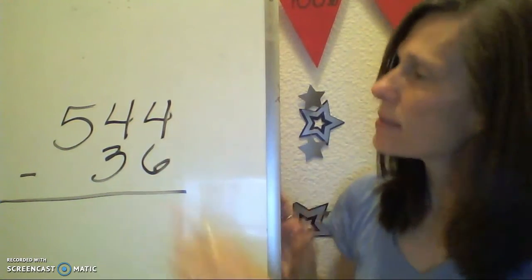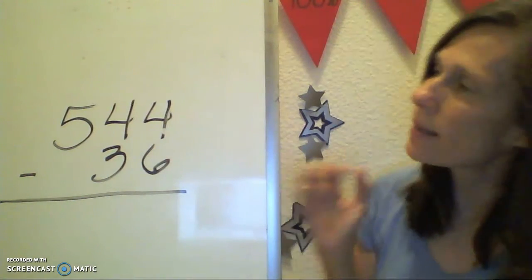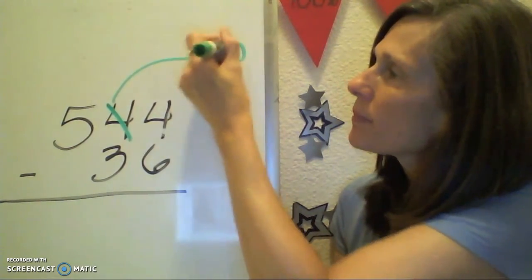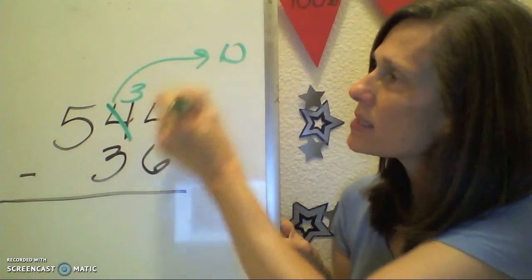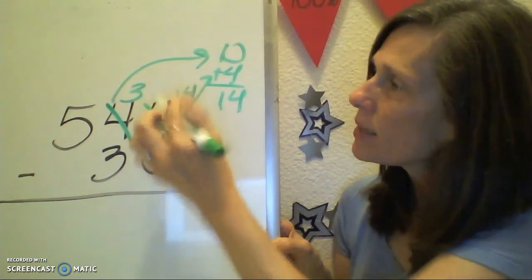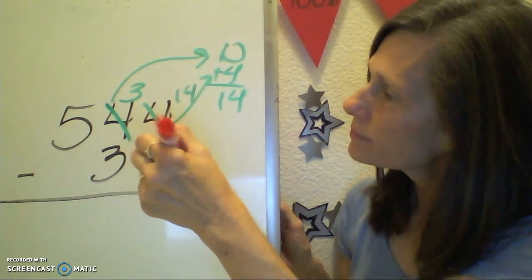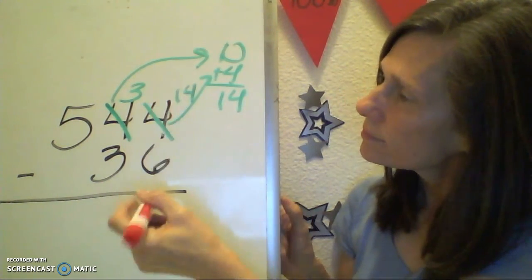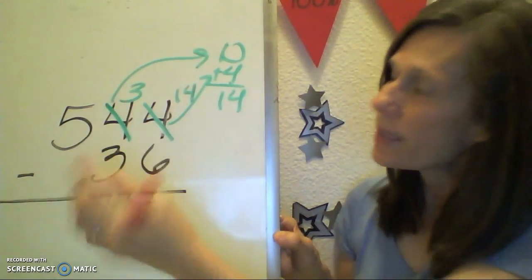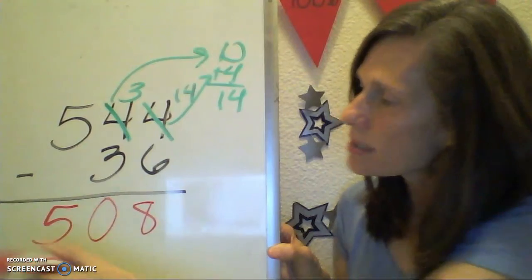Okay, so here we go. The 4 asks, 4 take away 6, I can't do it, so the 4 has to ask the 4 for a set of 10, right? So the 4 says, here's your set of 10. This 4 turns into a 3. This 4 gets together with my set of 10, and now that is a 14. So now 14 take away 6 is 8. And 3 take away 3, I can do that. 3 take away 3 is 0, and 5 take away nothing equals 5.